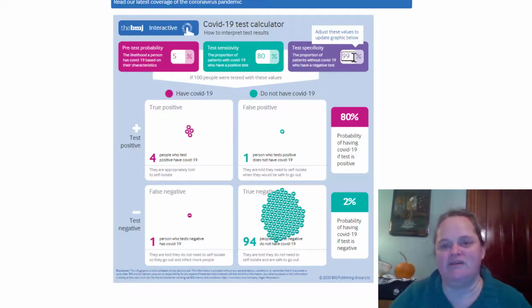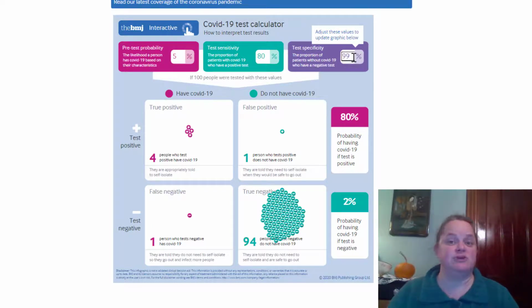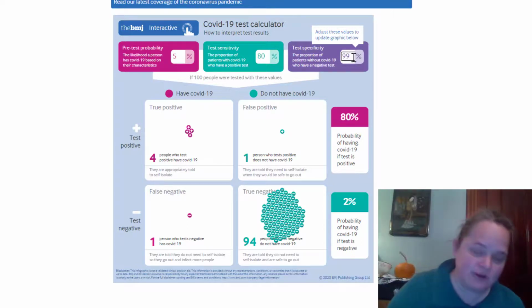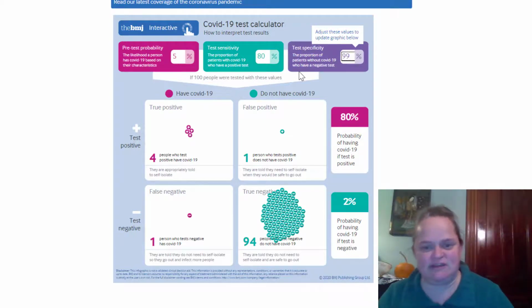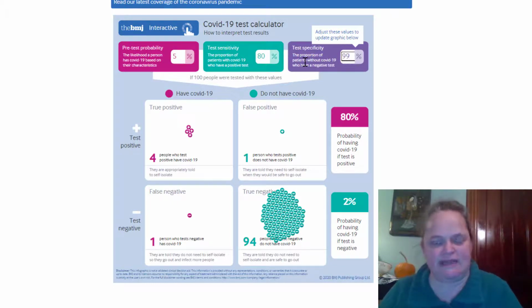So the problem is when you have a rare disease, you want your test specificity to be as high as possible to minimize your false positives. And that's the problem, because the number of people who don't have the disease overwhelmingly outnumber those who do. The test specificity, which has to do with the true negative rate, needs to be as high as possible.